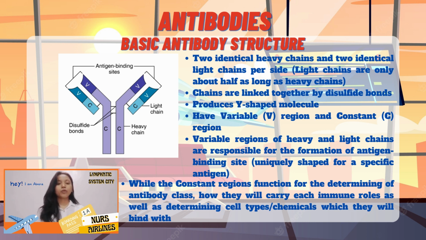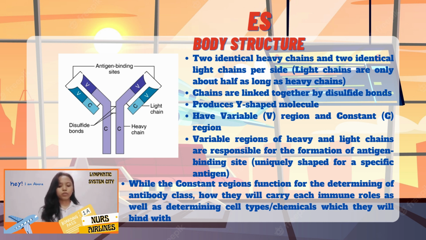It also has variable or V regions that are responsible for the formation of antigen binding sites. Each is uniquely shaped for a specific antigen. And it also consists of constant or C regions that function for the identification of antibody class, how they will carry out each immune role, as well as determining the cell types or chemicals which they will bind with.